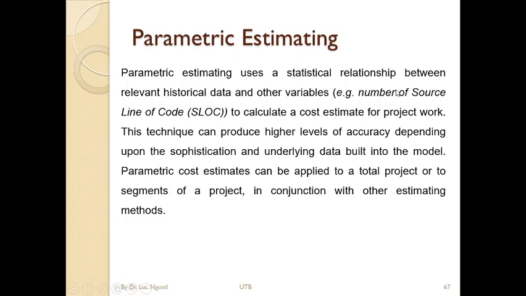One parameter can even be the number of source lines of code. You can estimate the number of lines of code, and then you calculate and say that for 1,000 lines of code, this is the cost. How many lines of code are you going to have, and then you make a multiplication.